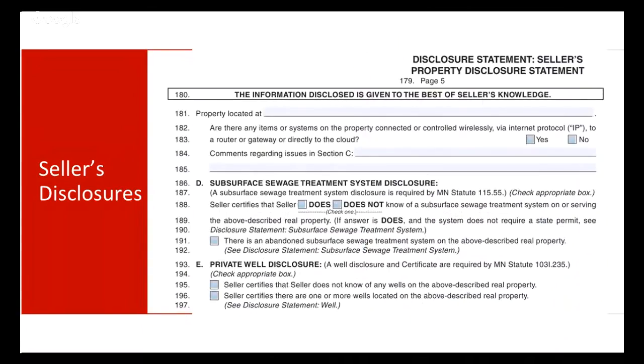Next page, we're gonna add the property address. Are there any items or systems on the property connected or controlled wirelessly via internet protocol, IP, to a router or gateway or directly to the cloud? Now this was new. I spent some time on the forums committee a couple years ago and we specifically discussed this and I thought it was kind of interesting.